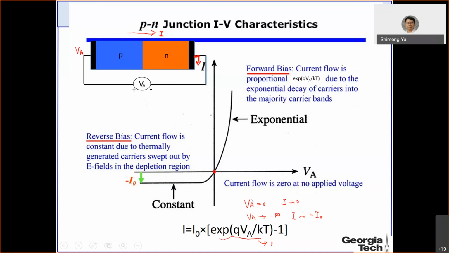And then when the VA is positive, then this is almost exponential, because this minus 1 can be ignored, because the exponential is a very large number. So then this is almost exponential. And this PN junction is used as a rectifier in the circuit if you only want to have one directional current flow. And we're going to discuss the reasons why the current versus voltage is like this in the later slides.